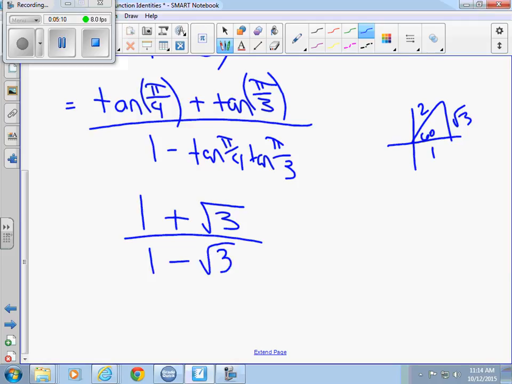1 plus radical 3 over 1 minus radical 3. Now, this is an okay answer, but if we were matching multiple choice, they probably would rationalize it. So how in the world would you rationalize something like that? Why 1 plus radical 3? Why would you choose 1 plus radical 3? Because negative times a positive is negative. It's kind of like a difference of perfect squares backwards.